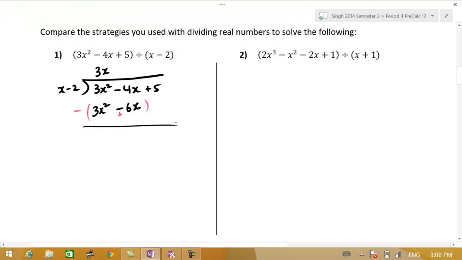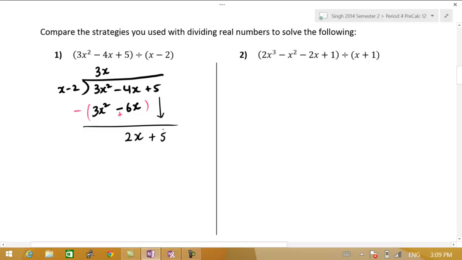Then I collect like terms. So 3x squared and a negative 3x squared is going to be 0. Negative 4x and a positive 6x is now going to give you a positive 2x. Similar to long division, once you've done that, you got to bring down the next term. In this case, the next term is 5. So I'm going to bring down the plus 5, making it a binomial again.